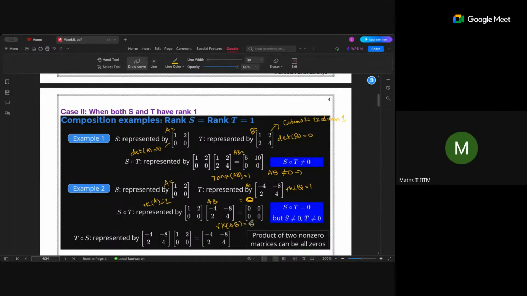So when rank of S and T both are 1, the resulting matrices can be anything, nothing can be concluded from this. In the first scenario we got a non-zero matrix with rank 1. In the second scenario we got a 0 matrix. So what is the takeaway from here? Product of two non-zero matrices can be all zeros. We took two non-zero matrices, but still we ended up with a 0 matrix.